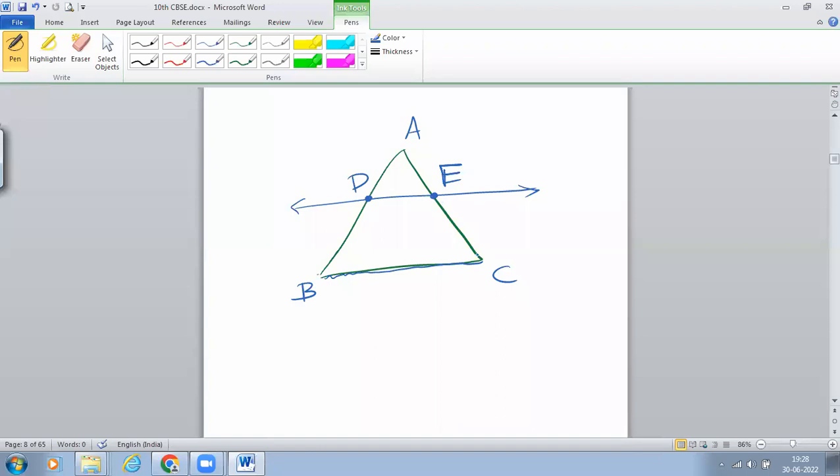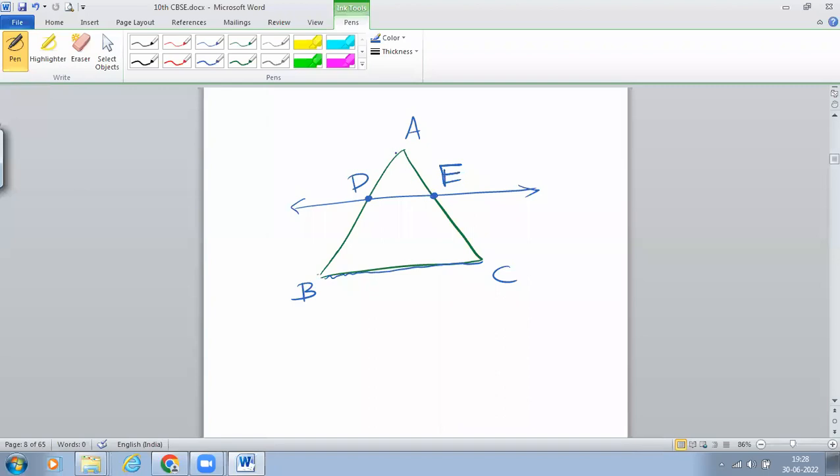AE and EC. Yes, AE and EC. So what this theorem says is, if a line is drawn parallel to one side of a triangle, and it intersects the other two sides at distinct points, that is D and E, then the other two sides are divided in the same ratio.